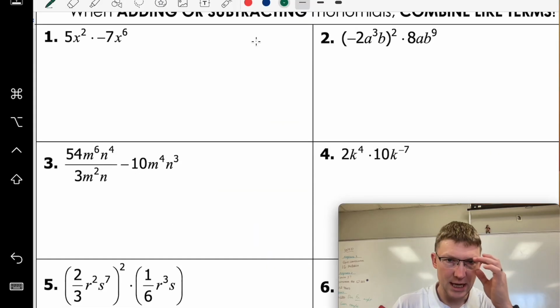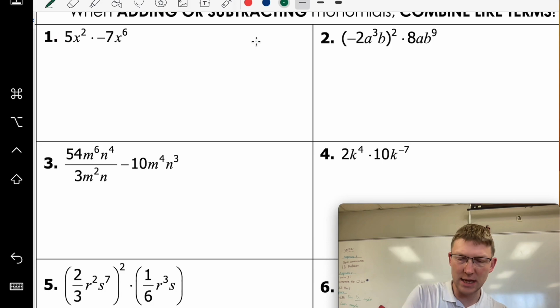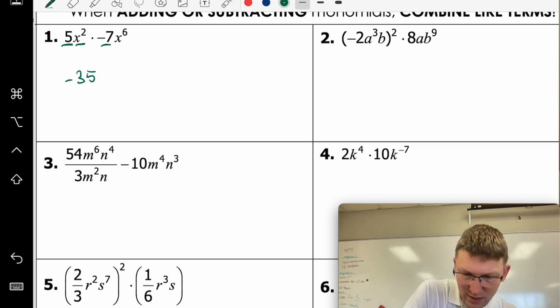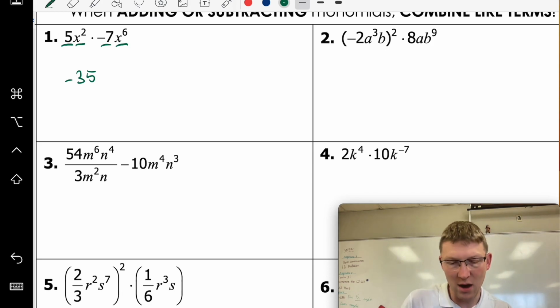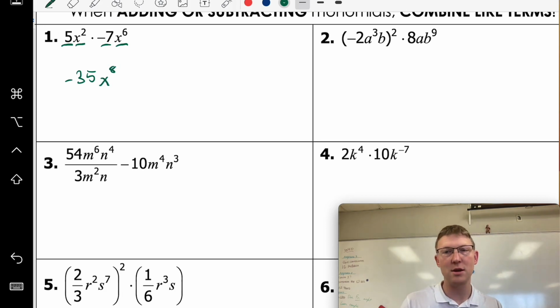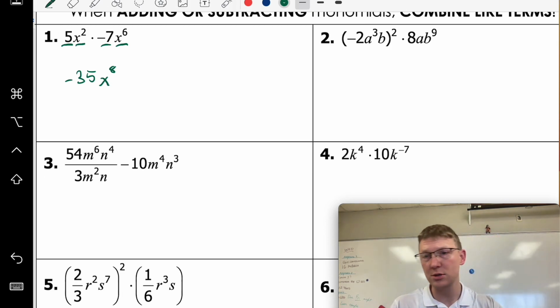All right, let's do some examples. Looking at number 1, we've got all that stuff multiplied together. Step 1, I always like to multiply my numbers together. 5 times negative 7 is negative 35. Now we've got our x values, x squared times x to the 6th. That's our product rule. We're going to add our exponents, so that means we get x to the 8th. There's your answer.